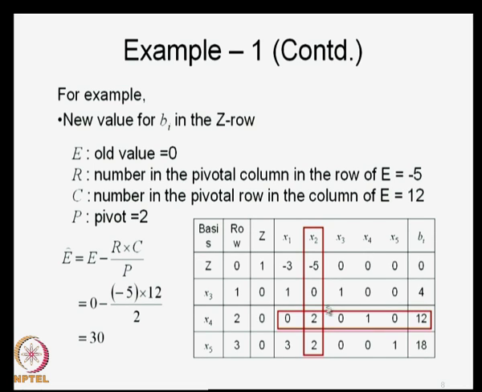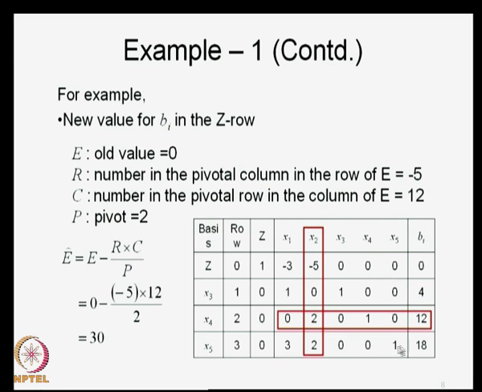Let us say that you have this table, and I will show you how to convert it. Let us say that you want to convert this 0 here. You identify the row of this particular 0, and the element associated with the pivotal column in that row is minus 5. The element associated with the pivotal row in that column is 12. So, this will be 0, the old number, minus 5 into 12 divided by 2, where 2 is the pivot. That will become 30. So, this number will be replaced by 30.